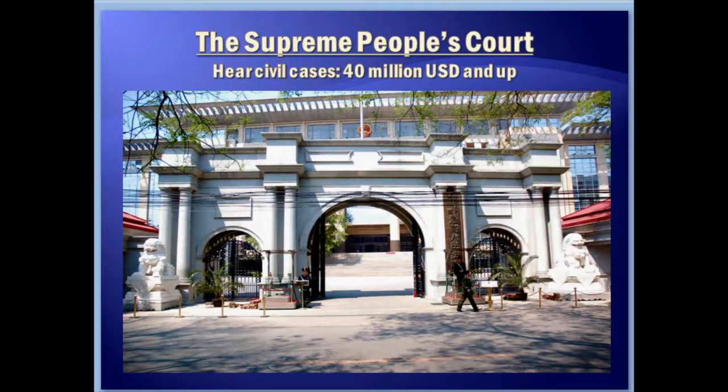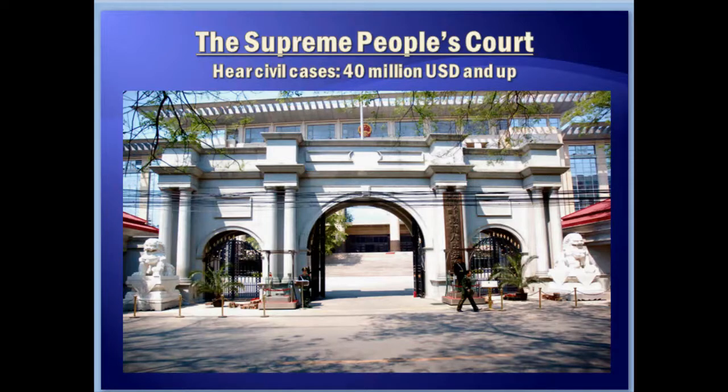The Supreme People's Court is the highest court in the judicial system of China. The Supreme Court not only hears cases, but is also in charge of the interpretation of laws. For example, the civil procedure law itself has 270 provisions, whereas the Supreme Court's judicial interpretation of this civil procedure law has 320 provisions. Only 13 types of cases can be filed to the Supreme Court. The Supreme Court only hears civil disputes involving more than 40 million US dollars.